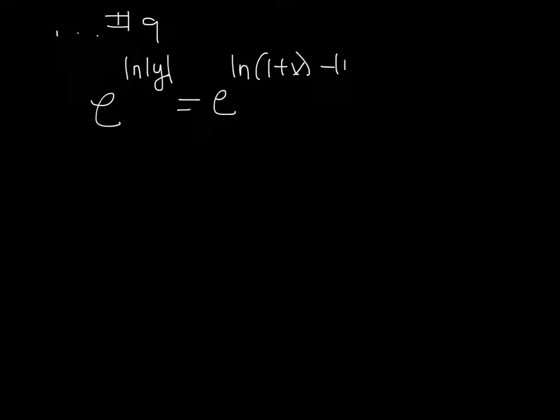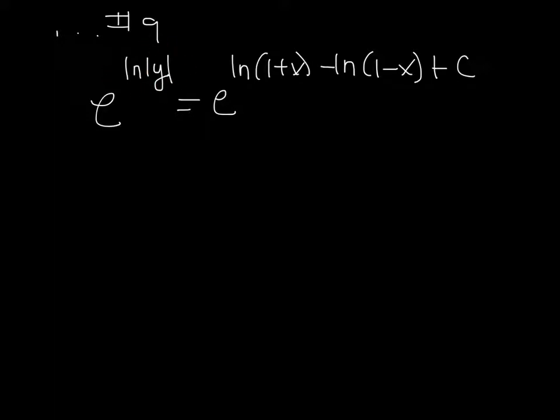Okay, so let's continue number 9. And we had exponentiated both sides: e to the natural log of the absolute value of y equals e raised to the natural log of 1 plus x minus the natural log of 1 minus x plus c. Remember I reordered these logarithms in the first part of number 9. So the goal again is to solve for y.